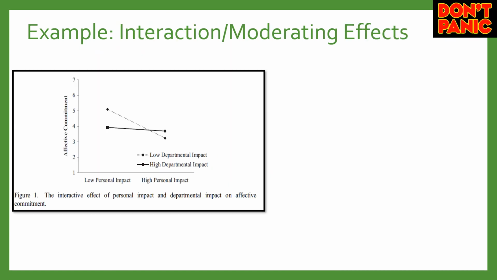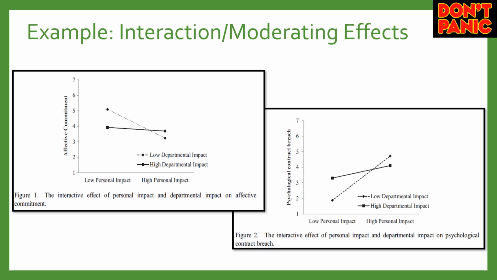So now let's take a look at the interaction plots for affective commitment and for psychological contract breach. So you'll notice that the y-axis, the vertical axis, represents your dependent variable or your outcome, and the x-axis, the horizontal axis, represents the independent variable, which is your predictor. So we look here and we see that along the x-axis, that represents values that have a low or a high value for the independent variable. And so those are dictated by 1 standard deviation above and 1 standard deviation below.